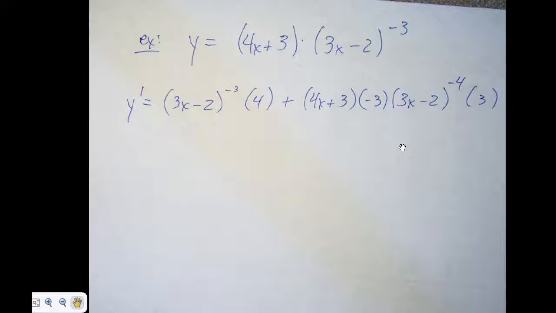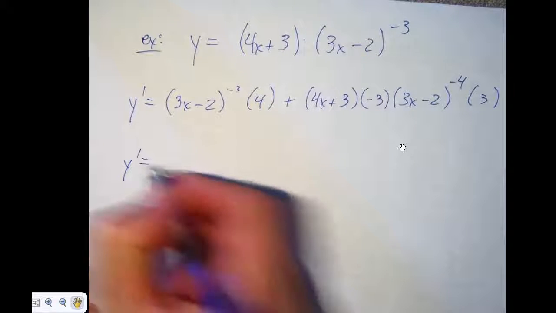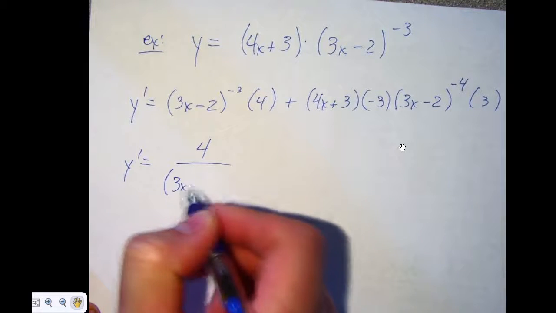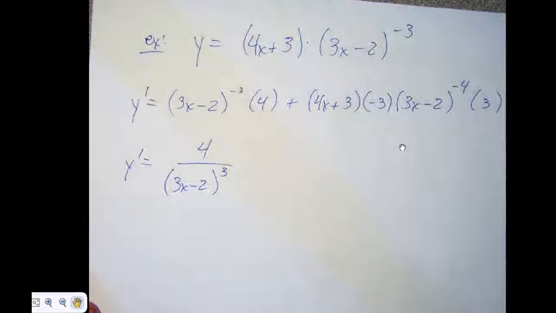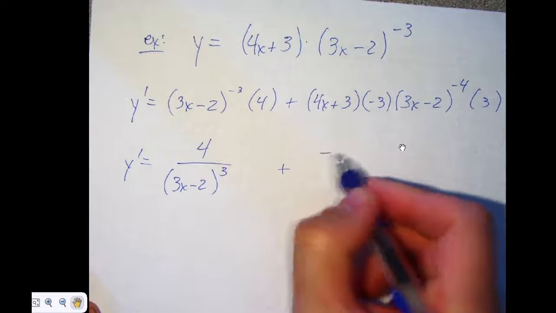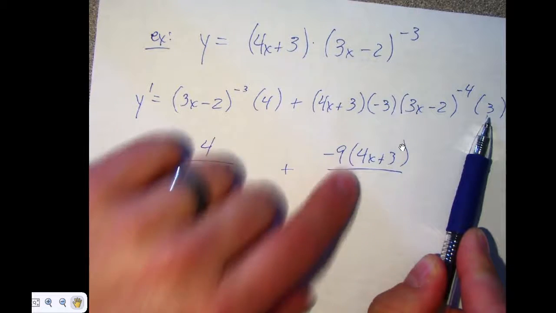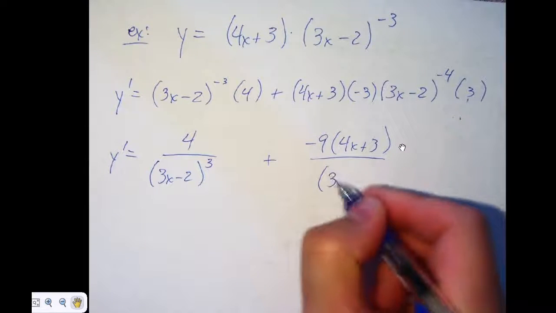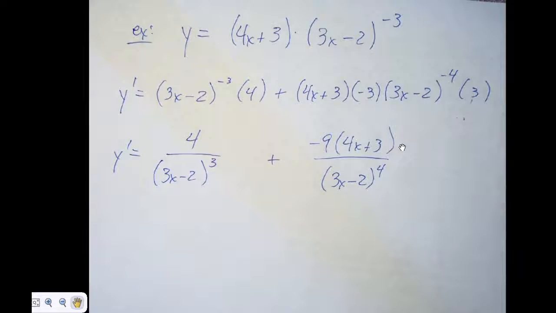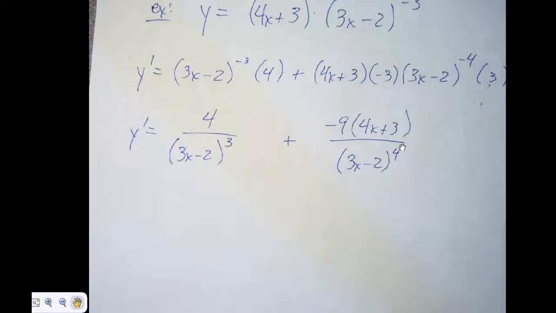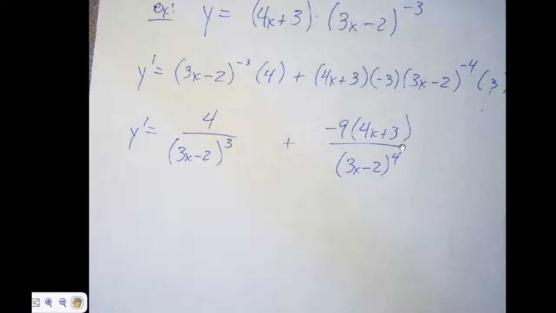And now, because they're negative exponents, it dictates what we do a little bit differently. Instead of factoring out a chunk and putting it in front, I don't want negative exponents in my answer, right? So how do I get rid of them? I'm going to bring them down. So I'm going to write 2 fractions now. 4 over 3x minus 2 to the third, plus negative 9 times 4x plus 3 on top, because I'm combining the 3 and the negative 3, and 3x minus 2 to the fourth on the bottom. Questions to get to that point?